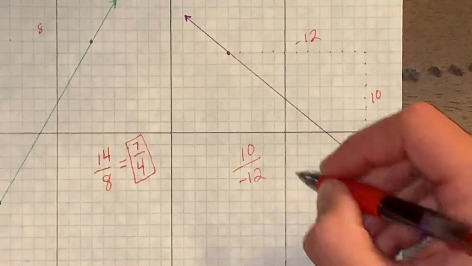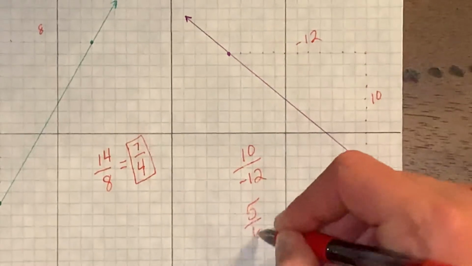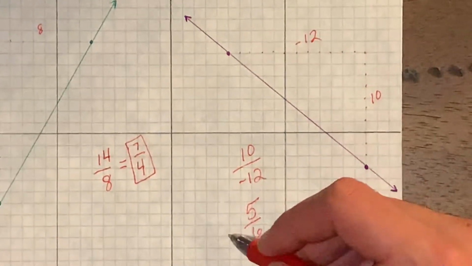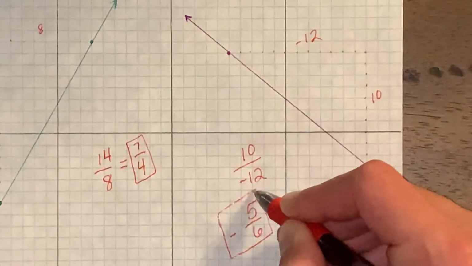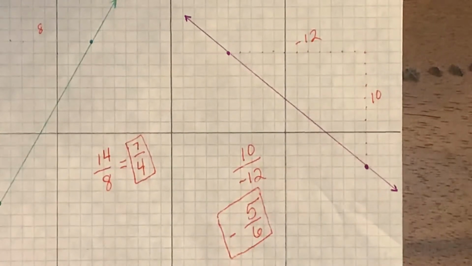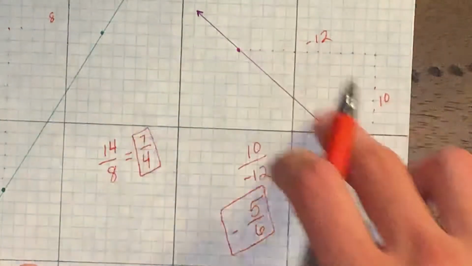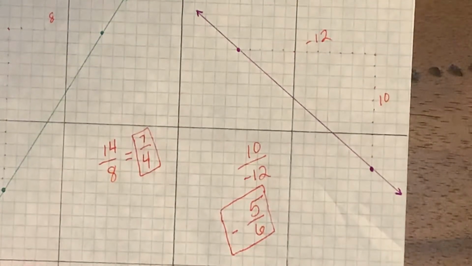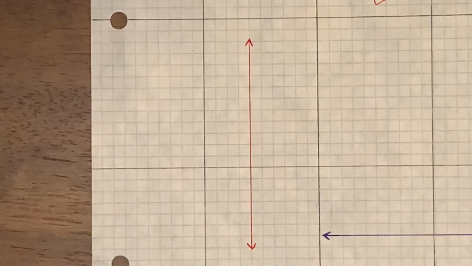Now I could reduce that. I could divide them both by 2. And I would get 5 over 6, and that is negative. And I should be able to check that. If it's negative, my line should be going downhill, and it is. So here's my positive slope, rise over run, and my negative slope, also rise over run, but we have a negative. Now down here, this is a vertical line.